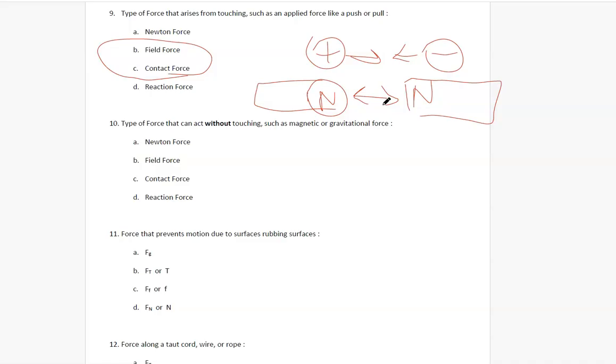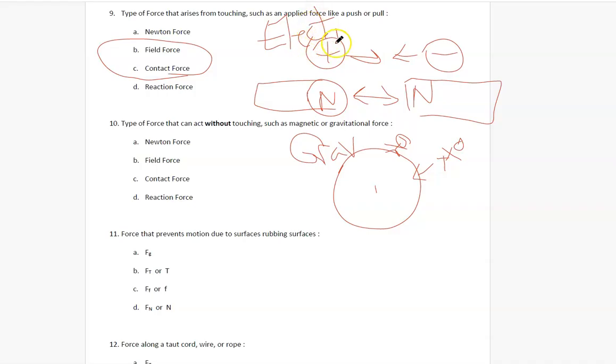Gravitational force is another field force. If I have the Earth, yes, I can be touching the Earth, but the fact is, I could be an astronaut out in space and feel the Earth's pull as well. I don't have to be contacting the Earth itself to feel the gravitational force. So gravitational force, electric force, and magnetic force are all examples of field forces.